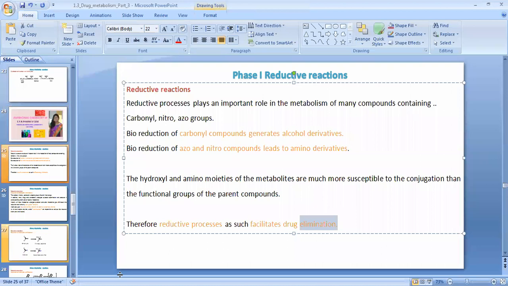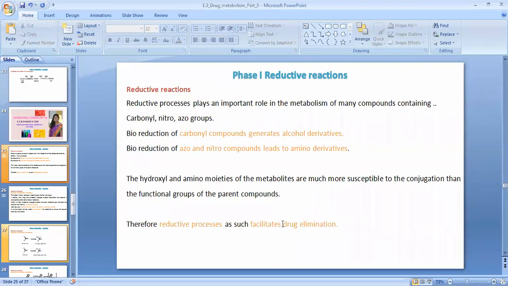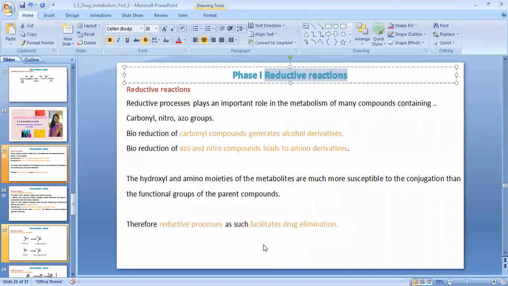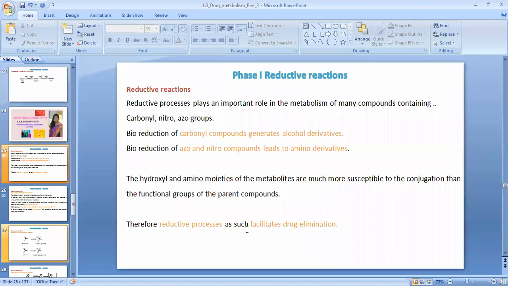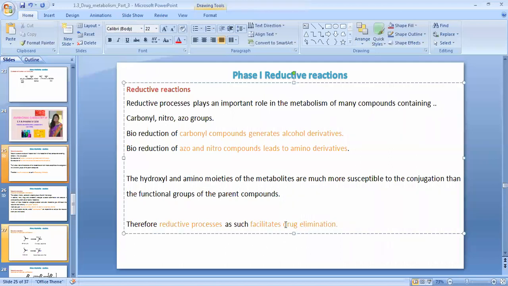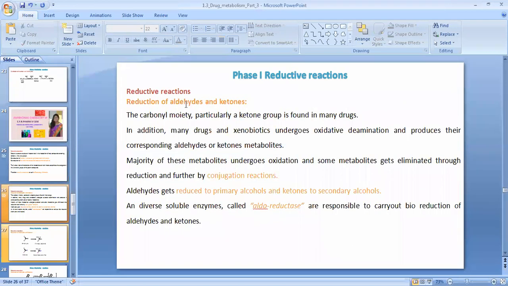See, in phase 1 oxidation what we have seen is that a drug molecule is converted into the active metabolite. That's why it is going to give its pharmacological action. For what purpose have we taken that drug molecule? That type of conversion, in the majority of cases, will be done by phase 1 oxidation. But here, in the case of reductive reaction, it will convert the drug molecule so as to facilitate drug elimination.